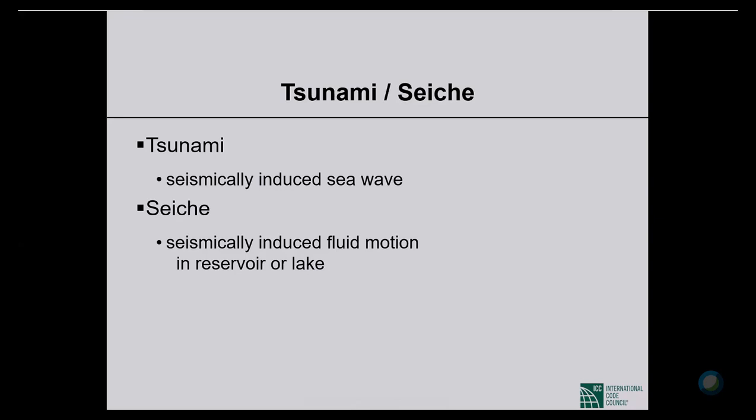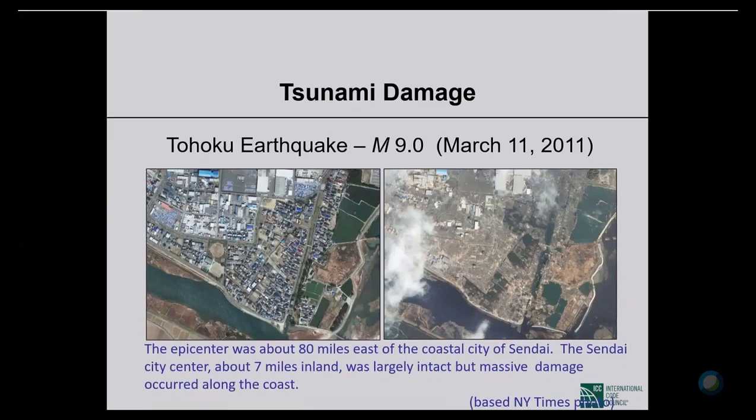Seiche is seismically induced fluid motion in a reservoir or lake. So tsunamis are in the ocean. Seiches are in inland bodies of water. Same phenomenon. This is the Tohoku earthquake pictures. So this is a community before the tsunami hit, the same community afterwards. This is an aerial picture. No details are visible, but I think the message is clear. The picture is that of total, utter destruction.